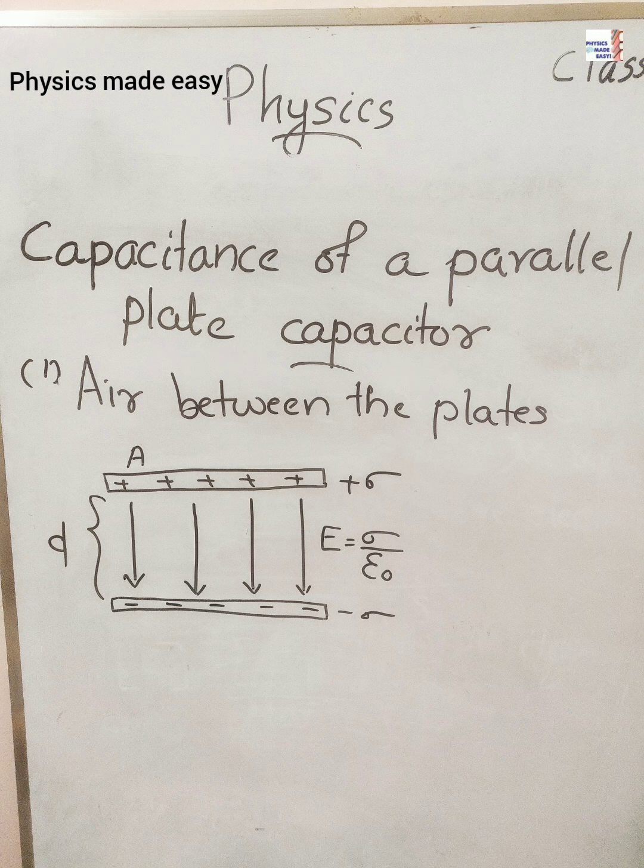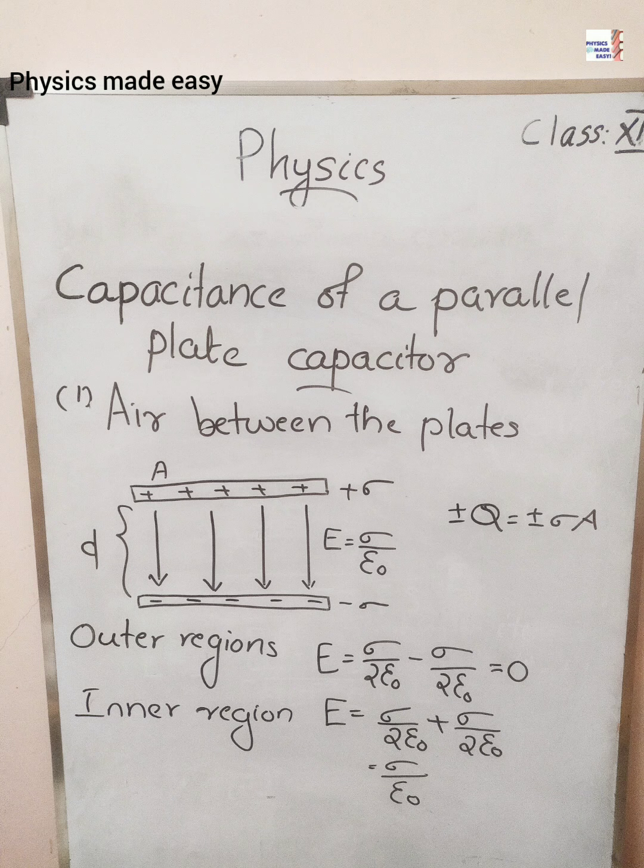Now we are going to derive equations for capacitance. Capacitance of a parallel plate capacitor. If air is filled between the plates, what will be the capacitance? Let us see. Here you can see two conductors, two plates, each having area A. D is the distance between the two plates. Now sigma is the surface charge density, plus sigma and minus sigma. In terms of sigma and A, we can write charge as Q is equal to sigma A.